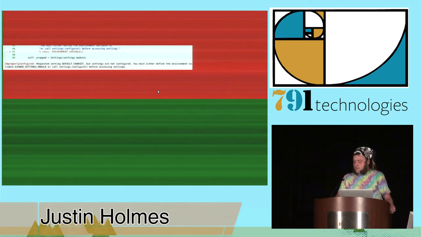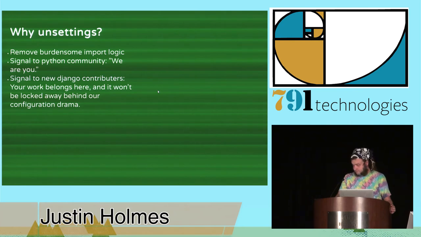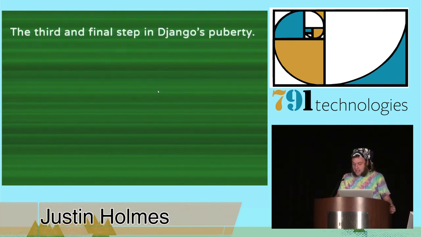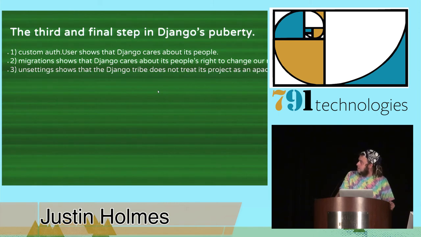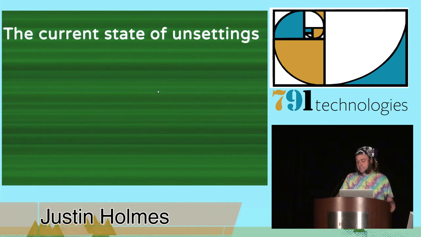Now, it might be an apt metaphor to think of unsettings as the third and final phase of Django's puberty. Prior to magic removal, Django was a child. Starting at about 1.4, it experienced a sort of adolescence, and now it's truly coming of age. Right? The first step was the custom auth.user model that shows that Django cares about its people. Then migrations shows that Django cares about its people's right to change our mind. Unsettings shows that the Django tribe does not treat its project as an Apache plugin, but as a feature-rich Python subculture. So what's the current state of unsettings?